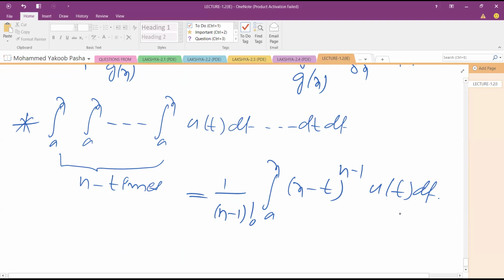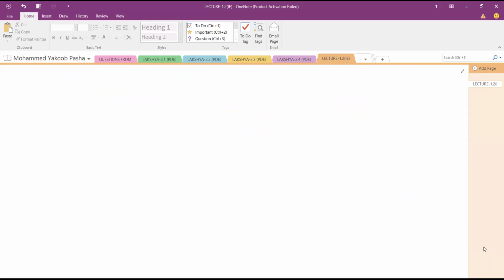Already you know it from the intermediate level. We will discuss it later. Now I am taking the solution of the integral equation. We are taking one question from CSIR NET.